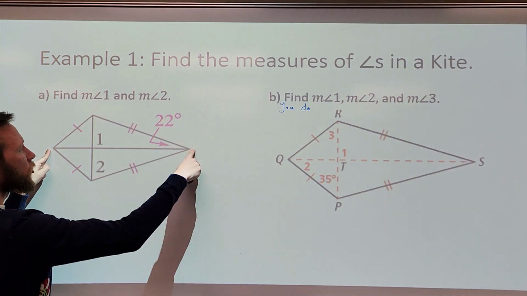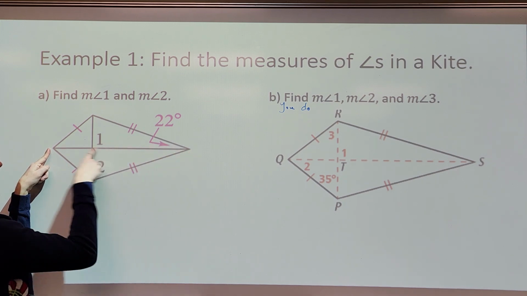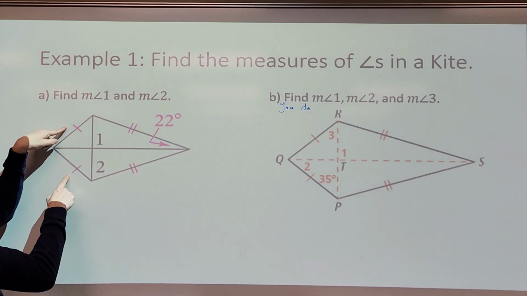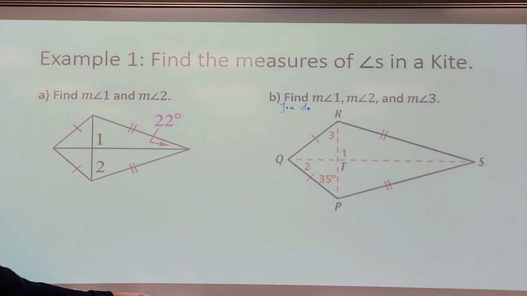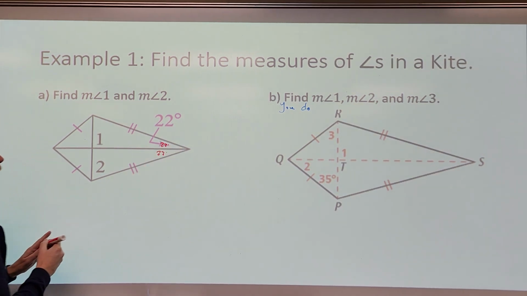And we know that this big triangle here is congruent to this big triangle there, again, by side-side-side, with a reflexive side. So I know that this angle is also 22 degrees. This is 22 degrees, that's 22 degrees.